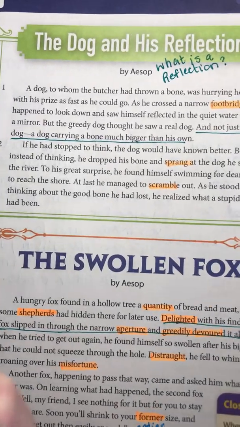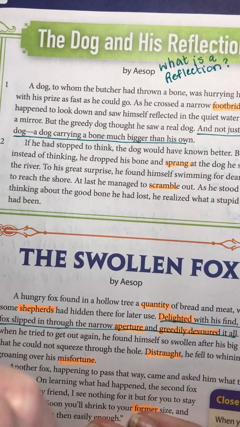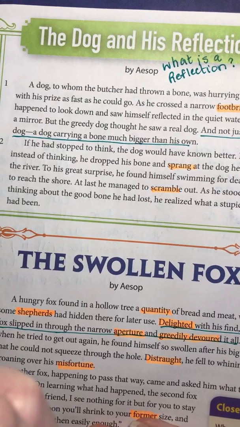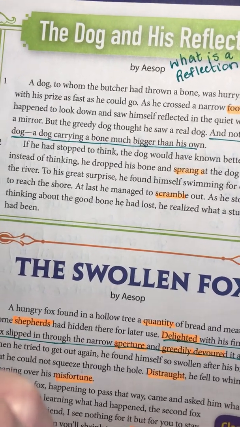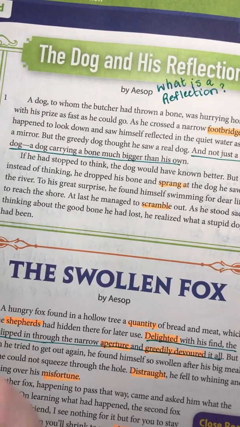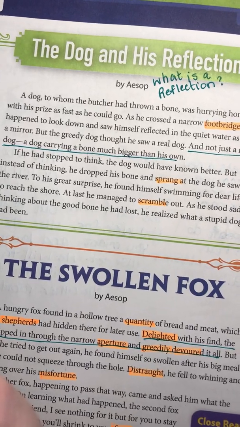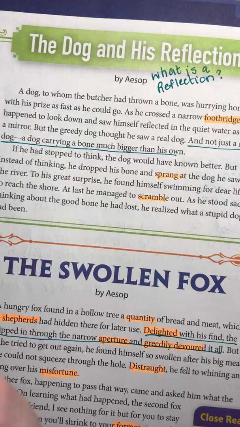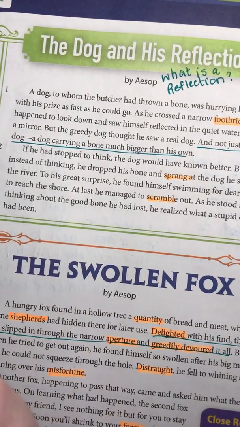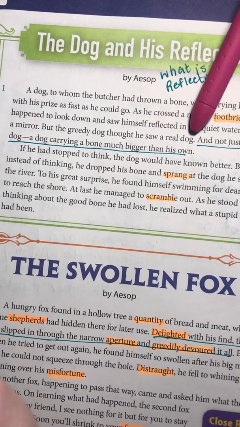So here we go. The dog and his reflection. A dog to whom the butcher had thrown a bone was hurrying home with his prize as fast as he could go. As he crossed the narrow footbridge, so I've got footbridge. I don't know what that is. Let me keep reading. He happened to look down and saw himself reflected in the quiet water as if in a mirror. But the greedy dog thought he saw a real dog.